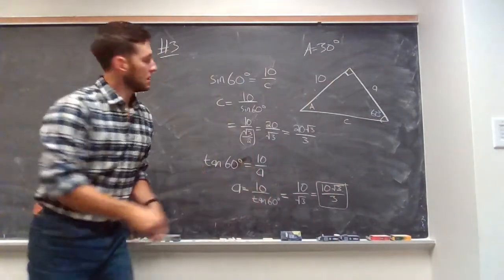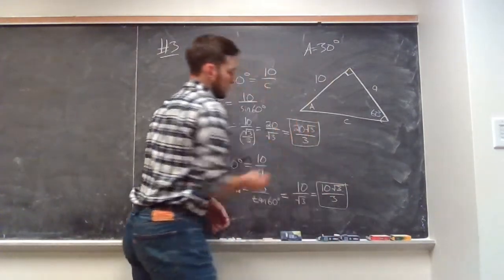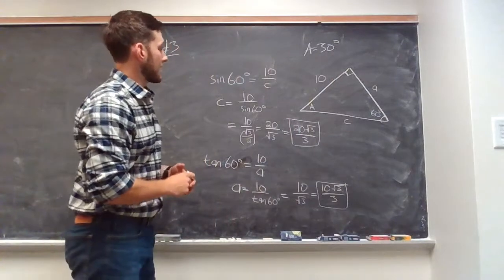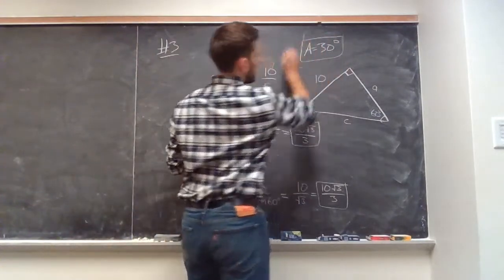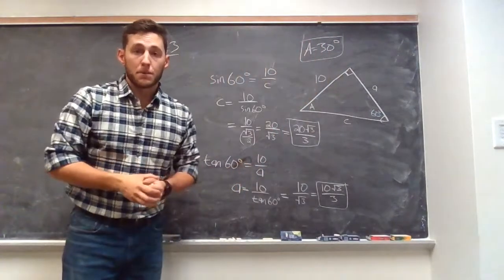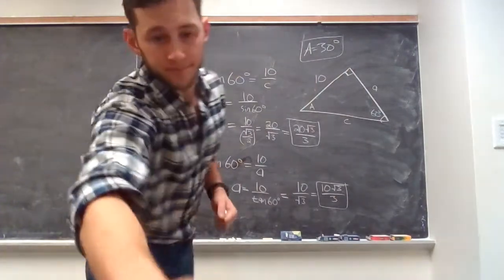That's what A will be. 20 square root of 3 over 3 is what C will be. And last but not least, capital A is 30 degrees. And that's it for problem number 3.